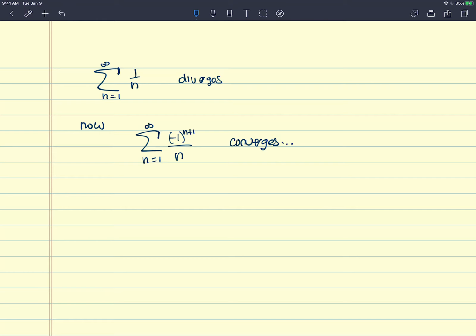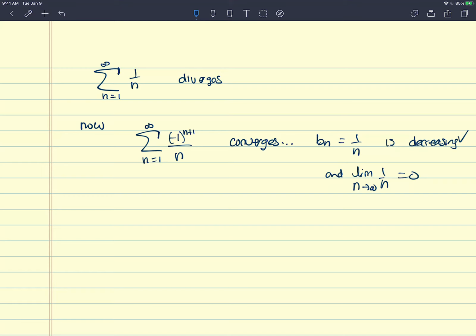Why? Well, simple, because the Bn is 1 over n, and it is easy to check that it is decreasing, and the limit is 0. Those are the only two things we need to check for alternating series to converge. So it's given. It's very easy.